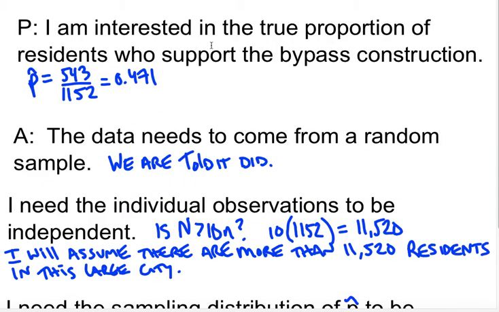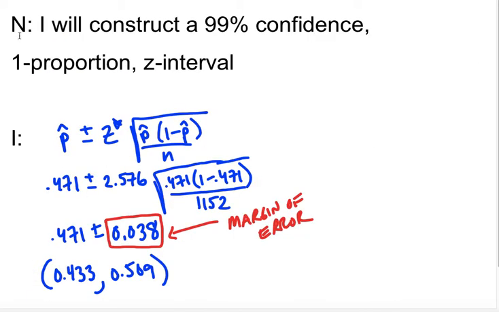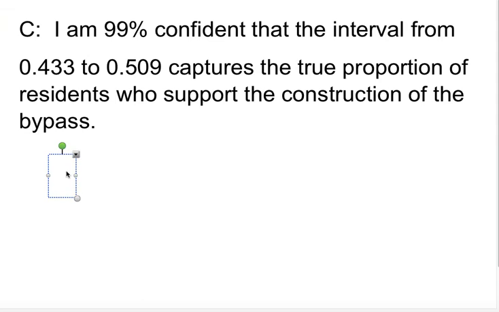Okay, so P is our introduction. A is what we need to check before we can proceed. N is saying what we're going to do. I is actually doing it. And then C is writing a conclusion.